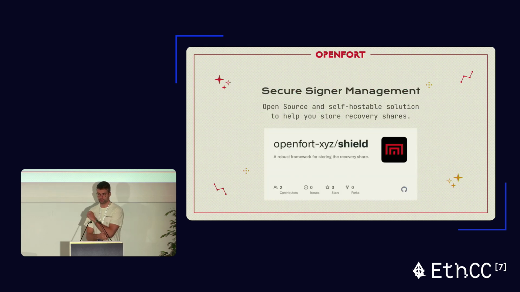The second important point and innovation that we did at OpenFort is that we basically built complete open source signer management.